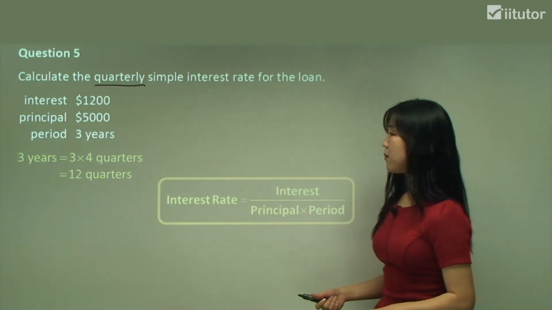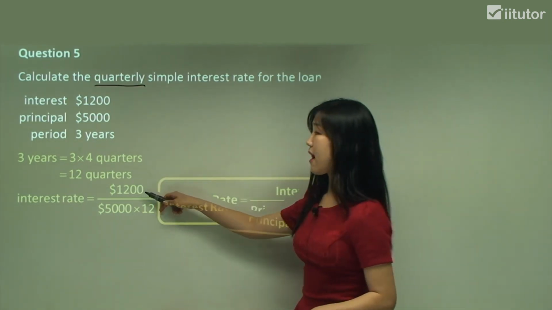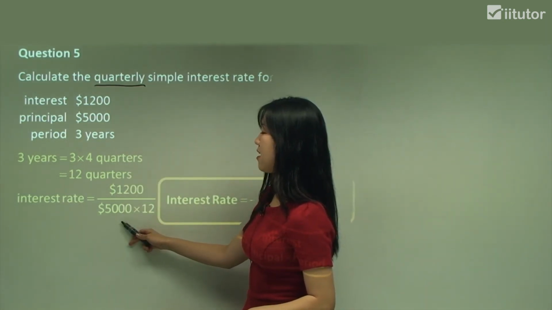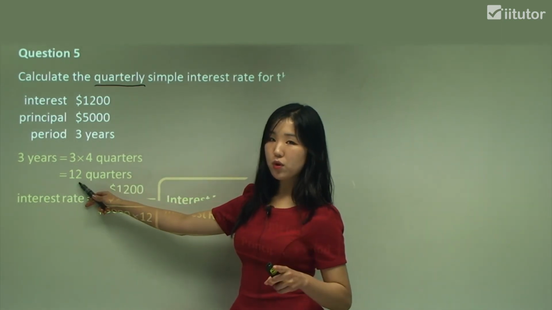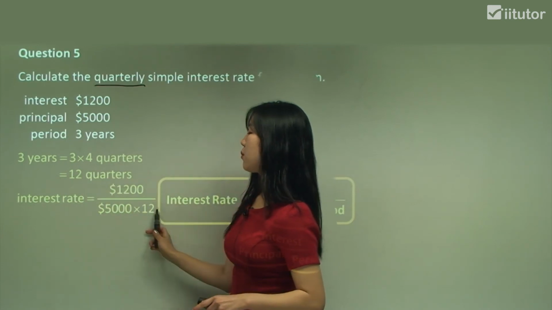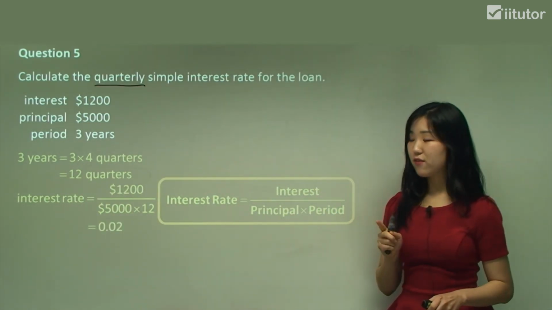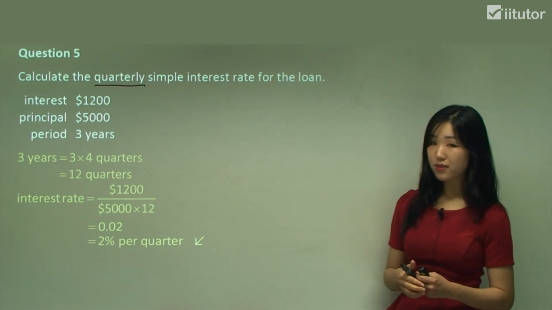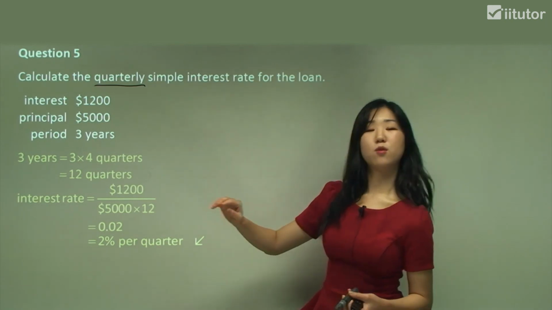So interest rate will be our interest, which is 1,200 over our principal, 5,000. And how many quarters here? 12 quarters. Must have it in quarters because we want the quarterly rate. So put 12, calculate it to get 0.02. And don't forget to times by 100 to get 2% per quarter, all right? Because they're asking us to find the quarterly rate.